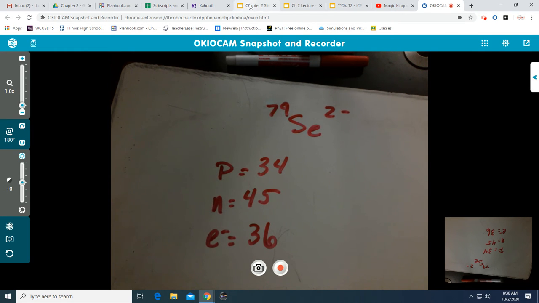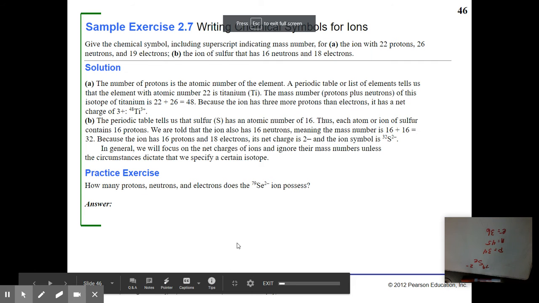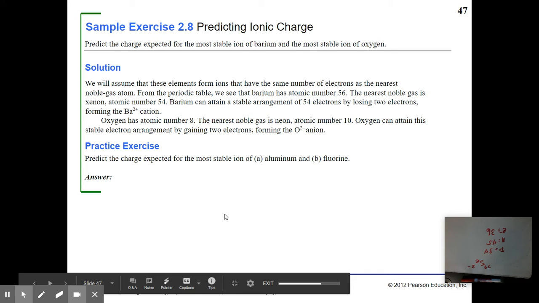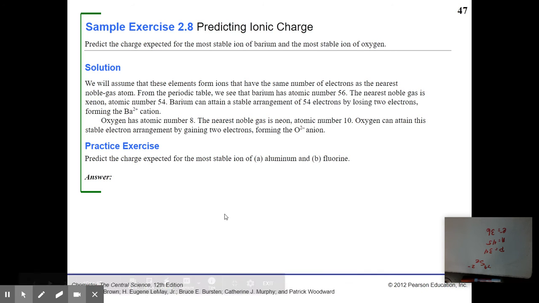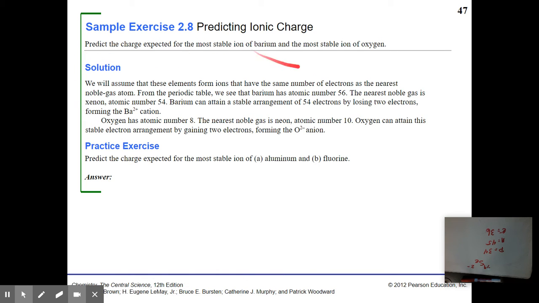Well, let's continue on here to our next sample. And this is predicting charges for various ions. So we are to predict the charge expected for the most stable ion of barium and the most stable ion of oxygen. So I'm going to head on over to the periodic table here.